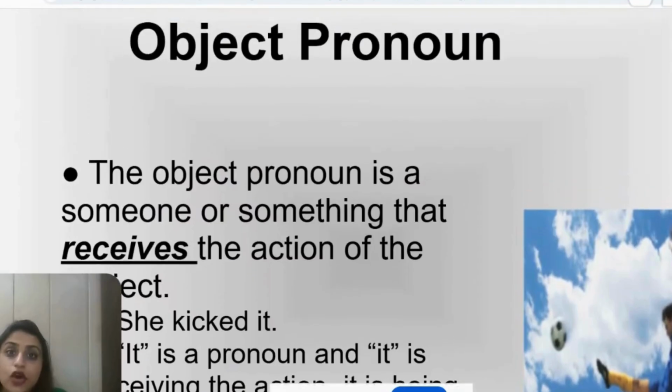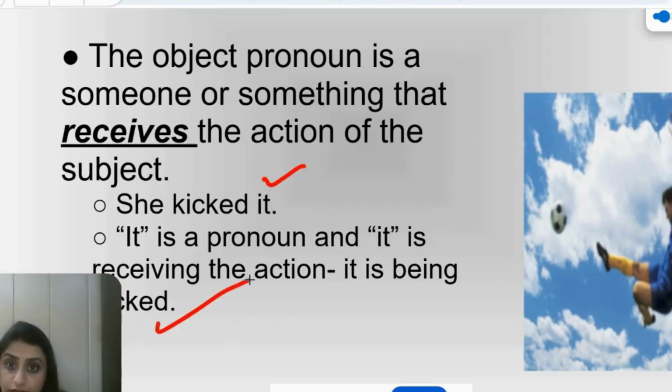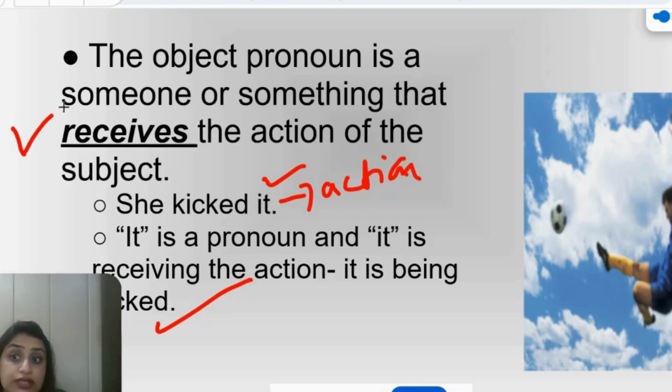Now let's understand object pronouns. The object pronoun is someone or something that receives the action of the subject. For instance, she kicked it. So it is a pronoun and it is receiving the action. It is being kicked. So who is receiving the action? It. So an object pronoun is something or someone that receives the action. Therefore, it is an object pronoun here.